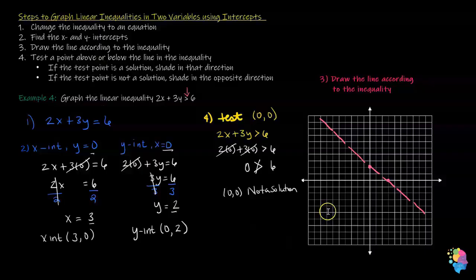That means for us that when we shade it, we are not going to shade towards 0, 0. We're going to shade in the opposite direction. So then the solution to this inequality will be above the line towards those positive y's. Please remember that if you don't solve for y, you cannot use that inequality to make the decision in which direction to shade. You are going to have to test a value. Let's move on to the next section.